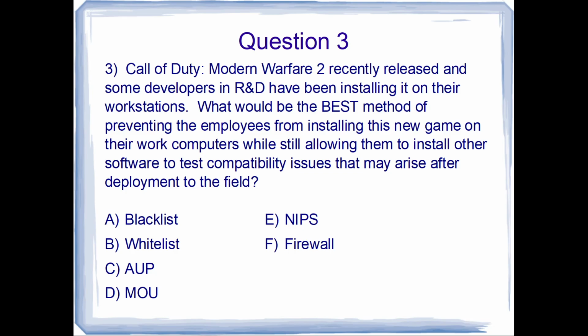What would be the best method of preventing the employees from installing this new game on their work computers while still allowing them to install other software to test compatibility issues that may arise after we deploy our software to the field? So we have blacklist, whitelist, AUP, MOU, NIPS, and firewall.